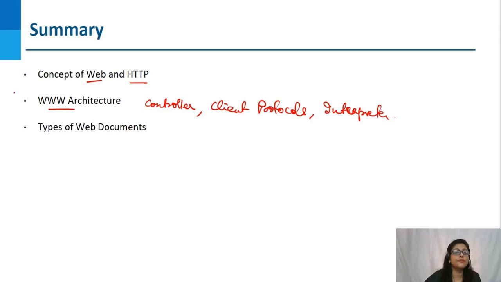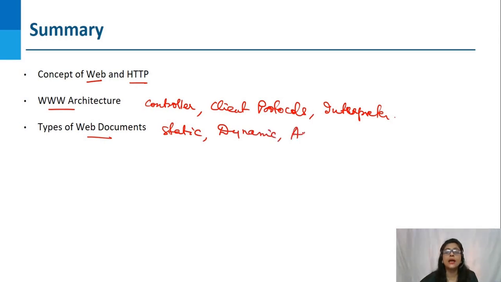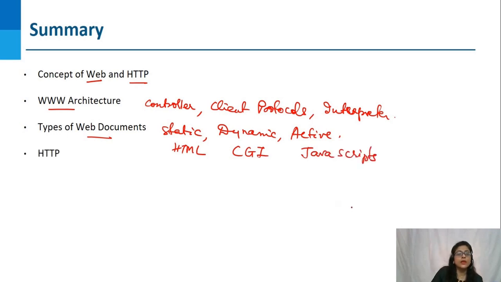We have learned about the different types of web documents. We have learned about the static web document, dynamic web document, and active web document. We have learned that HTML is used for static, for dynamic we use CGI, and for active we can use JavaScripts. We have understood about the HTTP or Hypertext Transfer Protocol, then how the transaction is made in HTTP. Then we have touched about the proxy server and its advantages.